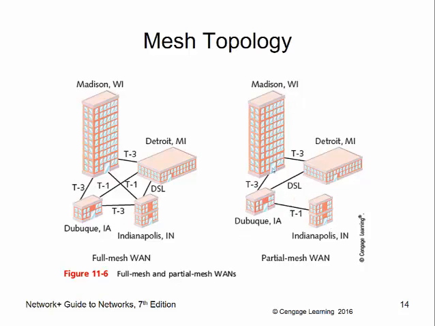So I got direct connections here and here and here. It's almost kind of like a ring topology that doesn't go all the way around. Maybe my Indianapolis office over here doesn't need a whole lot of connectivity, doesn't really need to talk to these other offices too much, so I'll just connect it directly to Du Bois. Well, maybe.